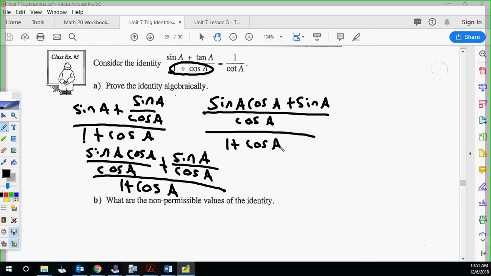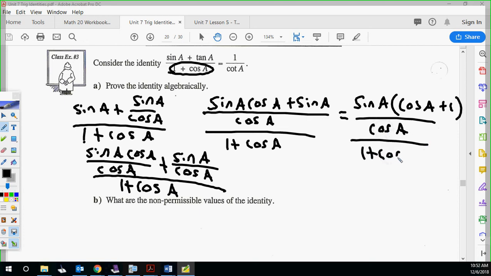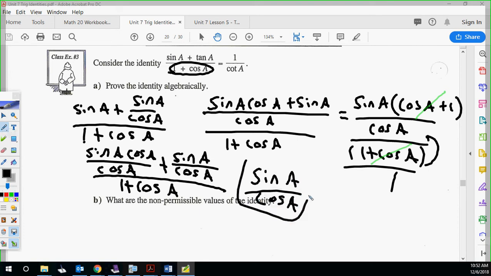Helps us, right? So if I do that, I take sine A out. I get (cos A + 1) over cos A, all over 1 plus cos A. Now, we know that this is over 1 here, so this is going to go right there, which means it cancels. So this guy is going to cancel with this guy, and you're left with sine A cosine A. We'll stop there for that left side.